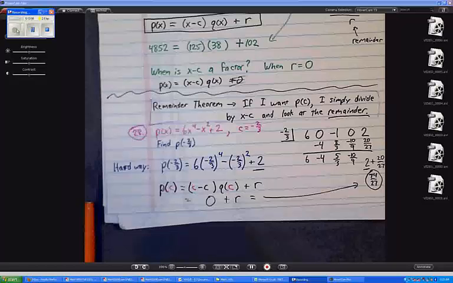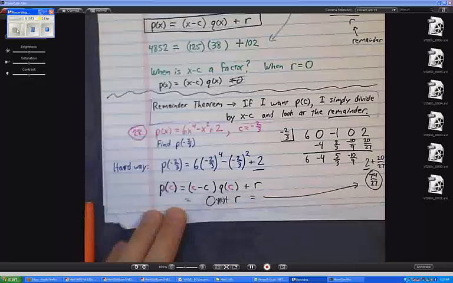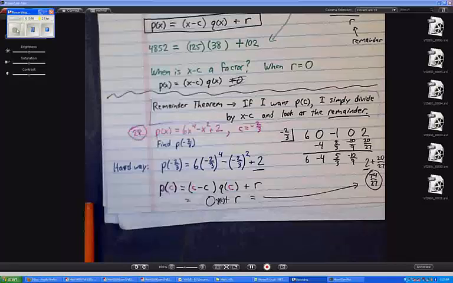The quotient is not 0. You're right. It would be 0 times whatever q of c is. But what's 0 times q of c? Still going to be 0. I'm going to add 0 to r. It shows you that no matter what you divide by, what you're also doing is figuring out what the polynomial equals at that value.